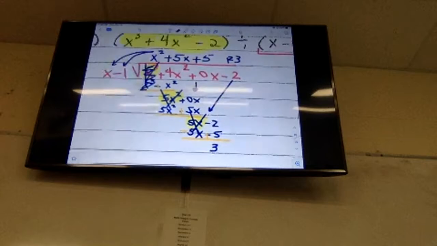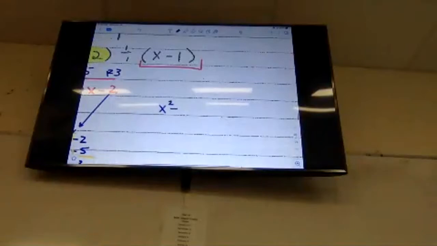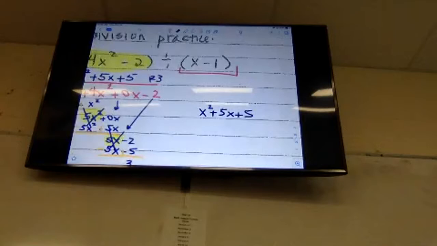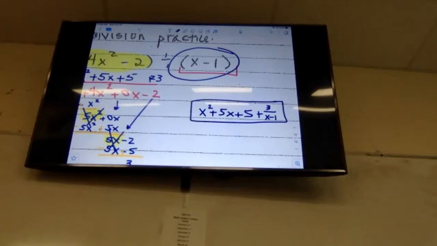Anybody have any questions on what we've done so far? Okay, so my final answer is going to be x squared plus 5x plus 5. So I just copied down what I had on top of my division bar. And then in order to account for the remainder in a grown-up math way, we don't write a little R3, that's an elementary way. We write it as 3 over what we were just dividing by, x minus 3, because I just can't make that any smaller. If there's a remainder of 0, that means it divides evenly and that's actually perfect. But these first few examples we're doing, that's not the case.